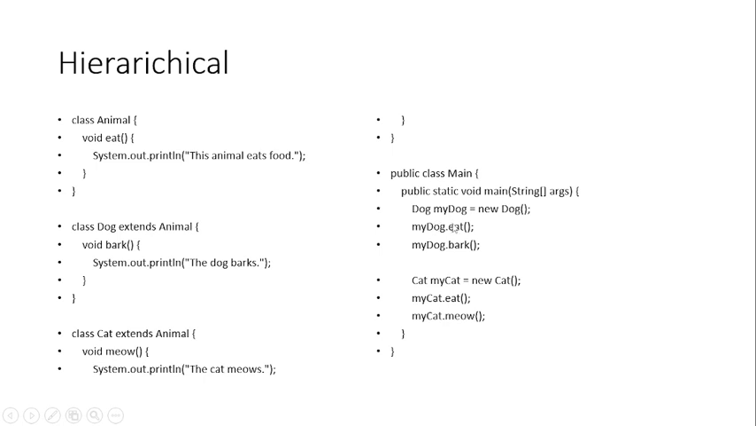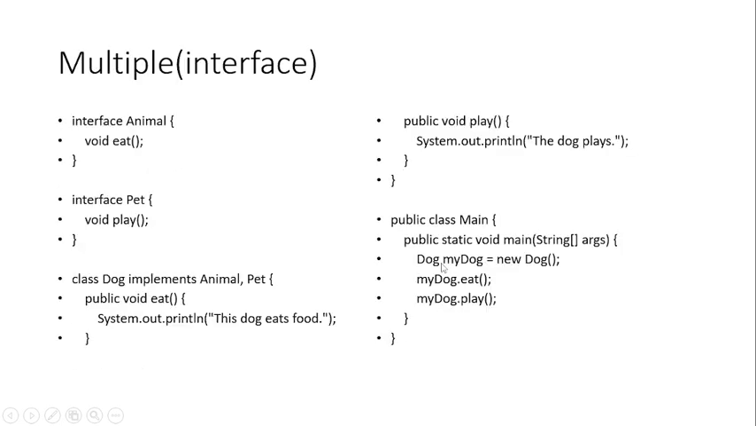So myDog.eat. Eat is the function of Animal, as well as eat is the function of Animal, but the object name is different when I am calling, right? So this is how hierarchical inheritance is explained.